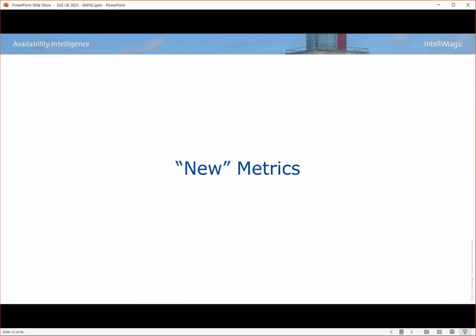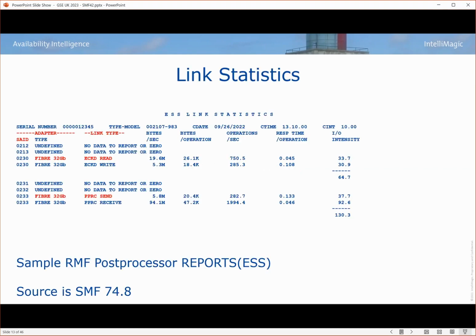Okay, so that's what I would call the classic metrics that we all know and love. New metrics, as I said, not really that new, is something like the link statistics. Another report, sample post-processor report, you can get this by specifying ESS. The data is stored in RMF 74 subtype 8. So the link statistics gives us information about the ports, i.e. the interfaces, for FICON, for fiber, for PPRC, reads, writes, operations, things like that.